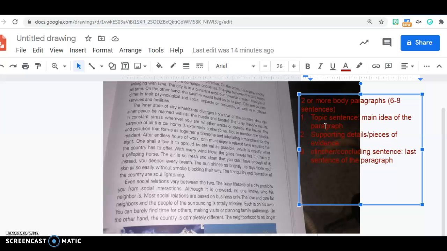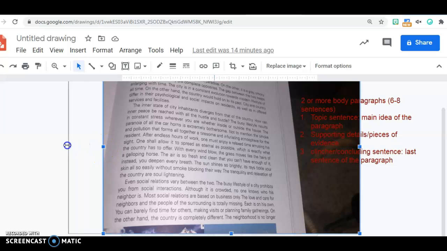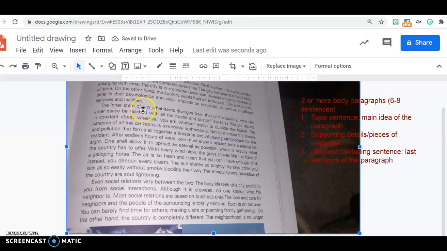They should be parallel. Now, I have to start my body paragraph, and I will maximize the picture here, with a topic sentence. If we go to the first paragraph, the inner state of city inhabitants diverges from that of the country. This is the topic sentence. It gives the main idea of the paragraph. I do not give examples in the topic sentence. I do not explain in the topic sentence. I just give the main idea. Then I explain it in the other sentences. I explain the topic sentence by giving supporting details or pieces of evidence to convince the reader about my idea, my opinion.